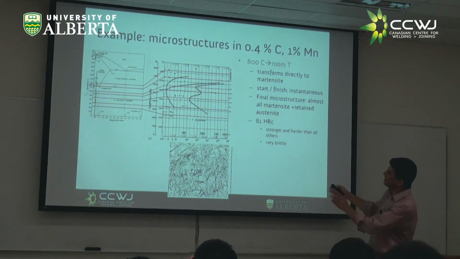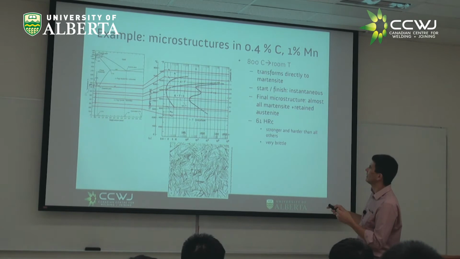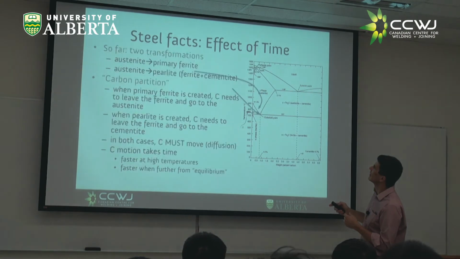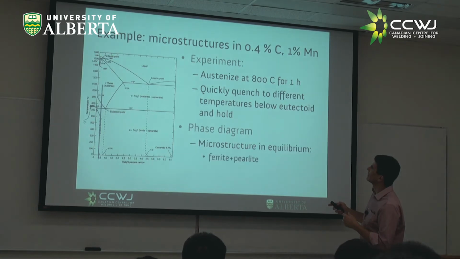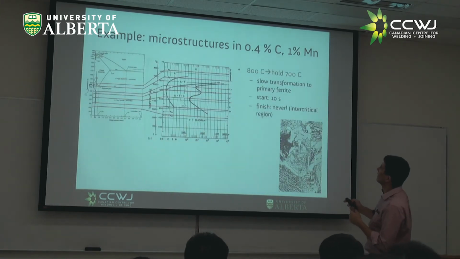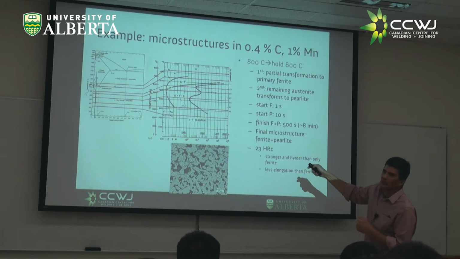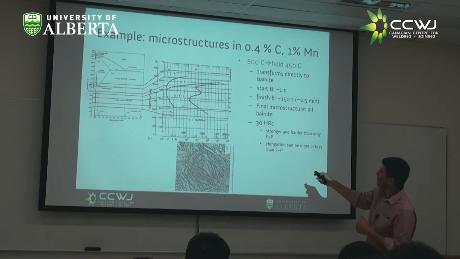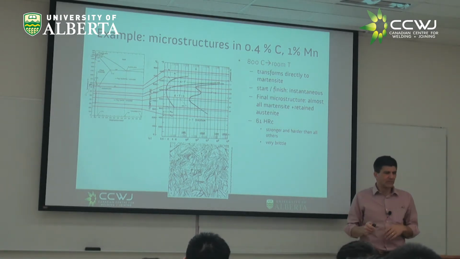Something I didn't point out, you see in this one, the lower the temperature, the finer the features, and the harder it is. So if we go back to where we started, by reading the diagram, it gives us here what hardness they predict. We would predict 23 Rockwell if we hold at high temperatures, 30 Rockwell at lower temperatures, 61 Rockwell if we go to martensite. So the lower they hold. But this is all theory.